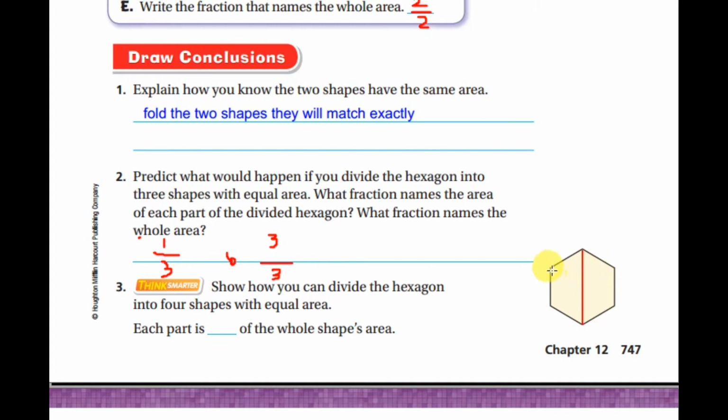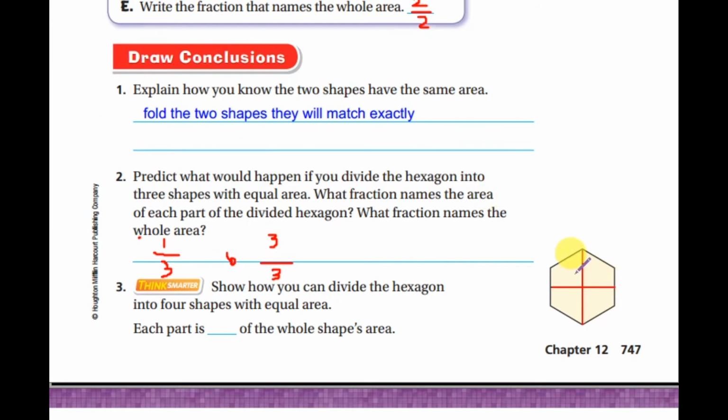No. If I divide it here, it will be 2 equal parts. Also no. So in this case, I will divide it from the middle. Okay, so now I divided the hexagon into 4 equal parts. So in this case, each part, what's the fraction of each part?